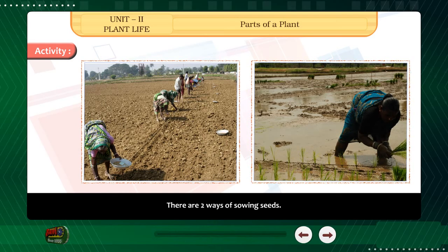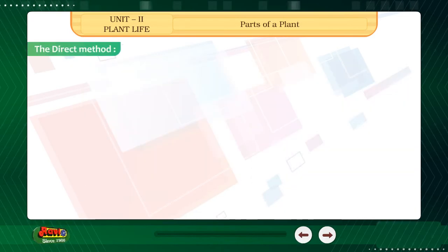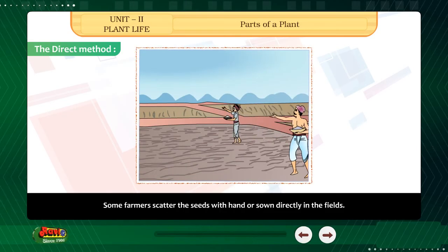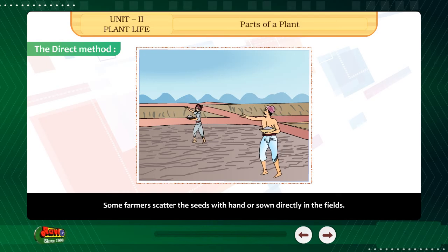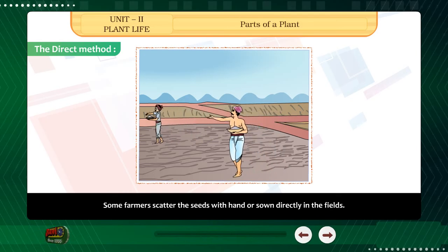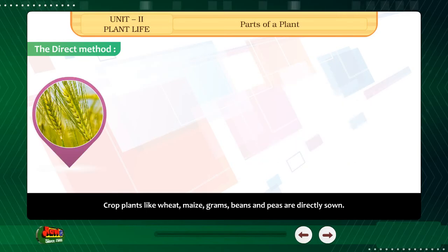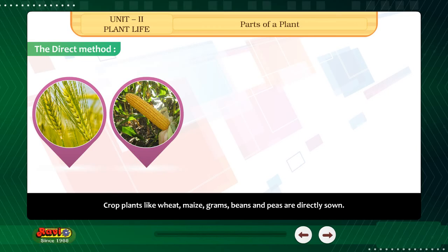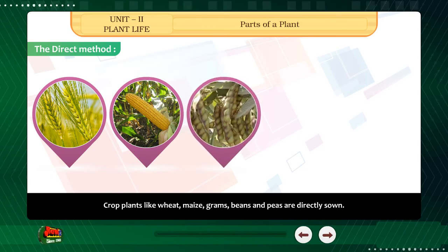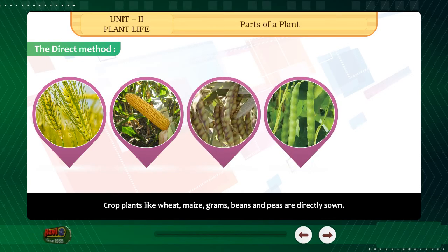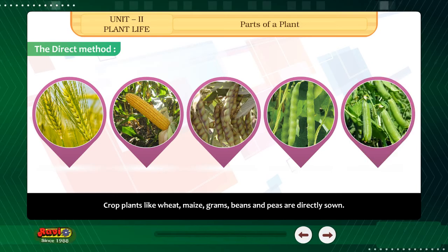There are 2 ways of sowing seeds. The direct method. Some farmers scatter the seeds with hand or sow directly in the fields. Crop plants like wheat, maize, grams, beans, and peas are directly sown.